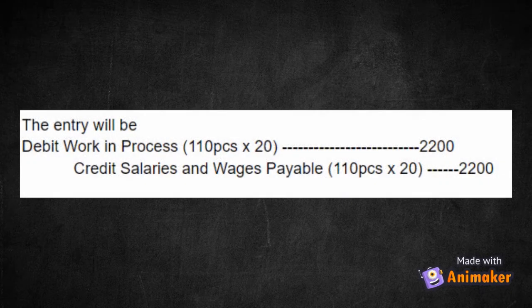The entry will be debit work in process 2,200, credit salaries and wages payable 2,200, which is 110 pieces times 20. The output that Kashana produced is multiplied by the piece rate, and since it exceeds the guaranteed wage, the full amount is charged to work in process. This amount shows the whole units that she produced, which is considered as direct labor.